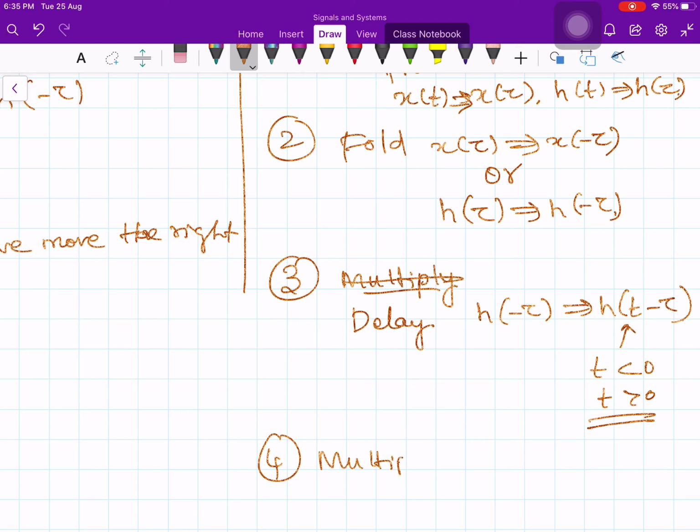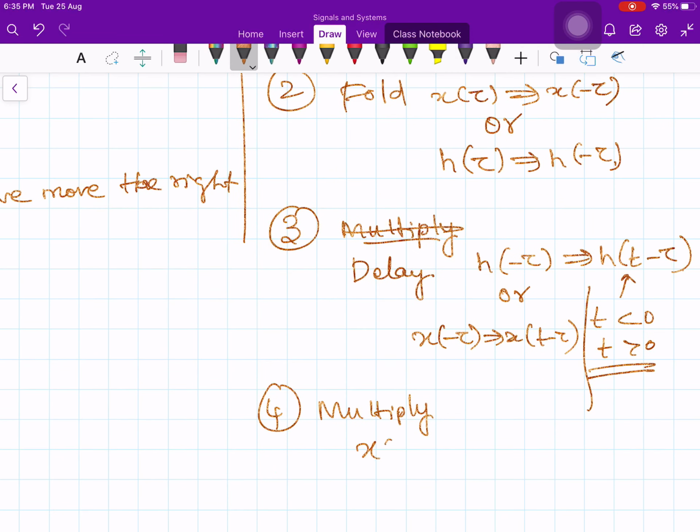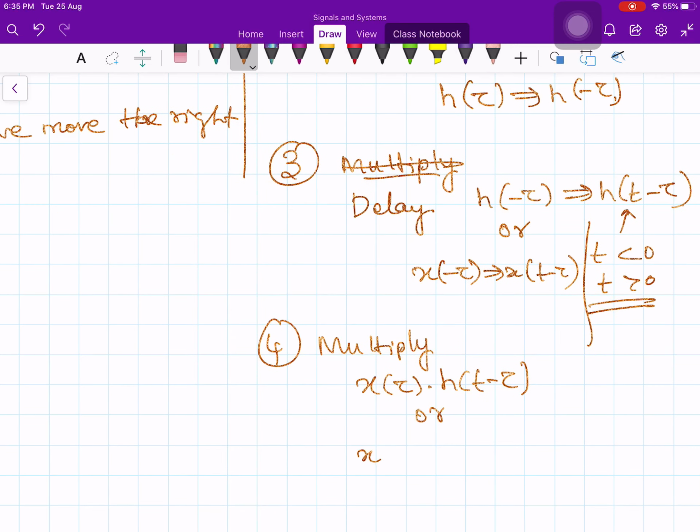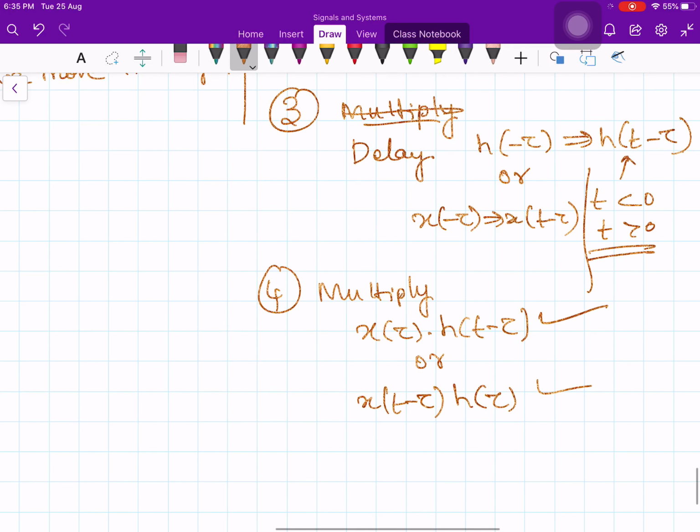Either do this or you can do this also. X of minus tau becomes x of t minus tau. Then multiply x of tau with the h of t minus tau, or you can multiply x of t minus tau with the h of tau. Any one, either this or this, whichever is convenient for you. And the fifth point is do the integration.